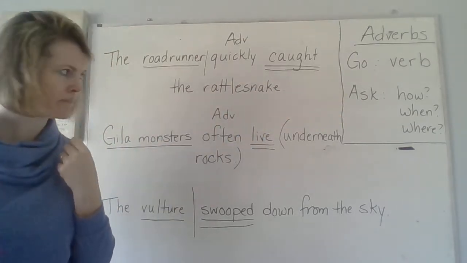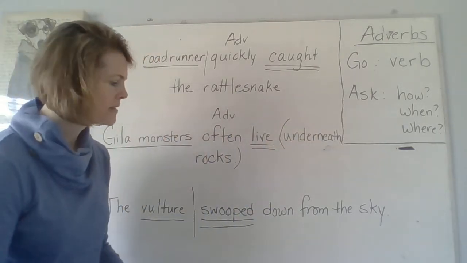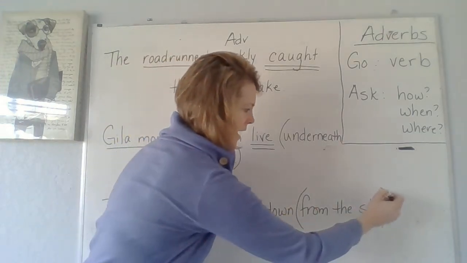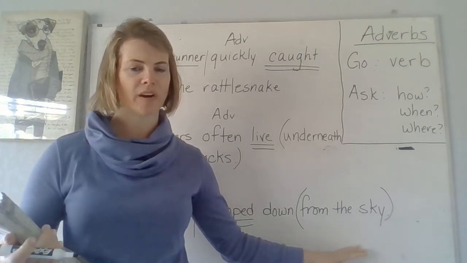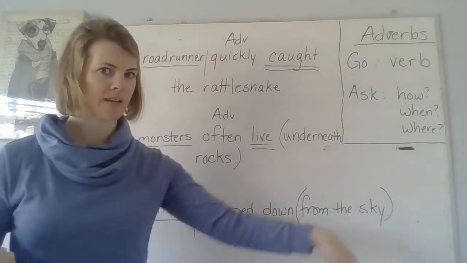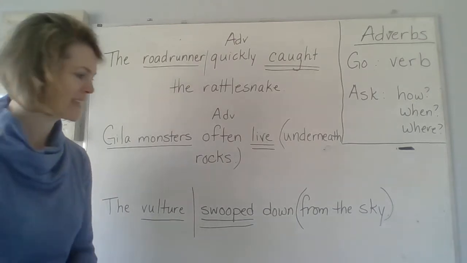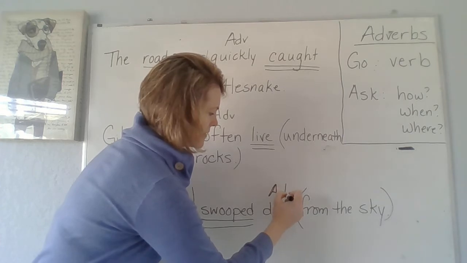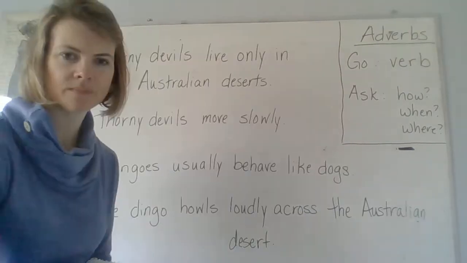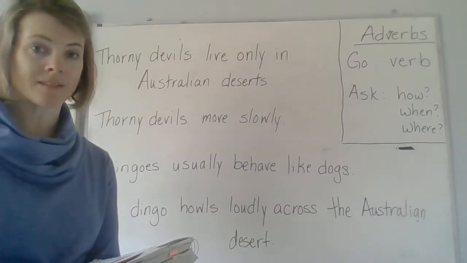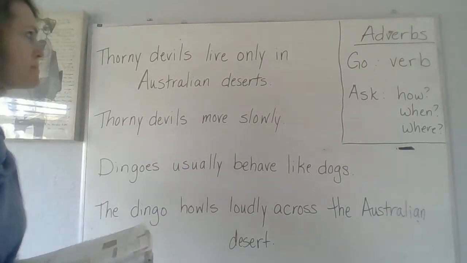Doesn't tell me a time. Swooped where? Now, you might be tempted to say from the sky. That tells me where, but that's not just one word. That's another prepositional phrase that we'll study later. So keep that aside. What's the one word that tells us where this vulture swooped? Down. Swooped where? He swooped down. And that's our adverb. We're going to practice on a few more sentences, and I have a special clue to let you know as soon as we're done with these sentences, so hang with me.